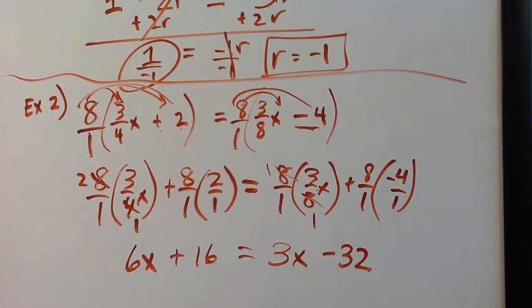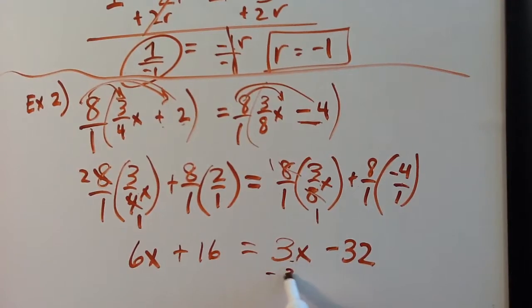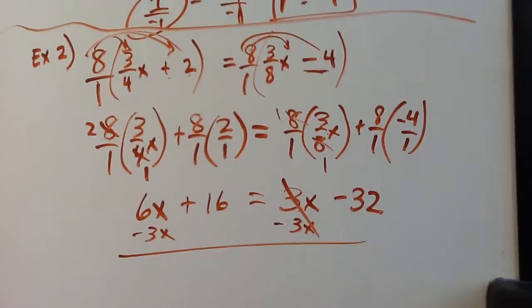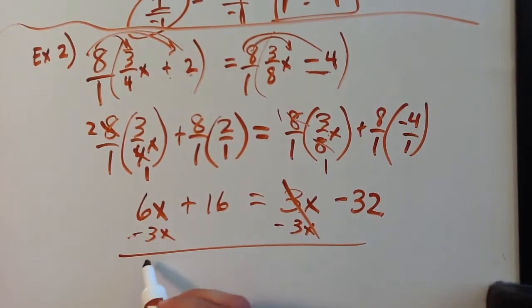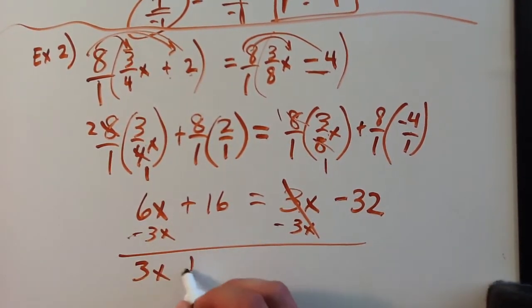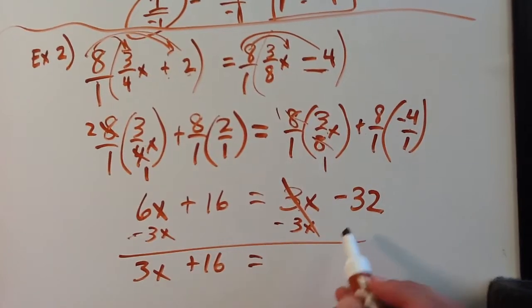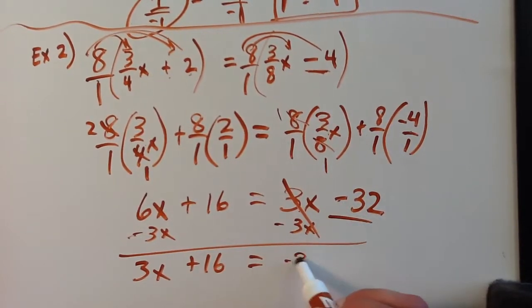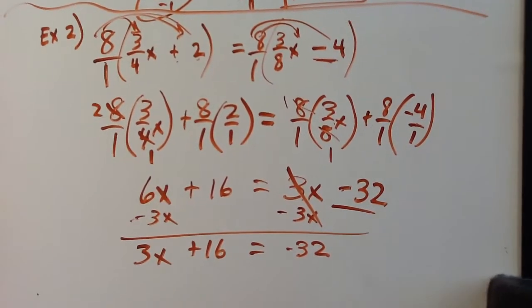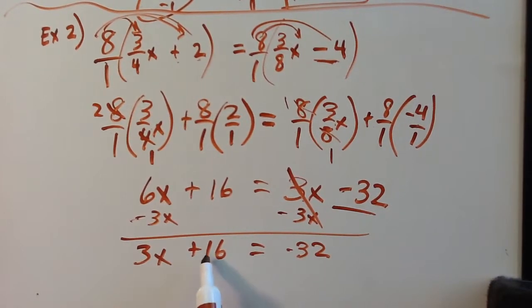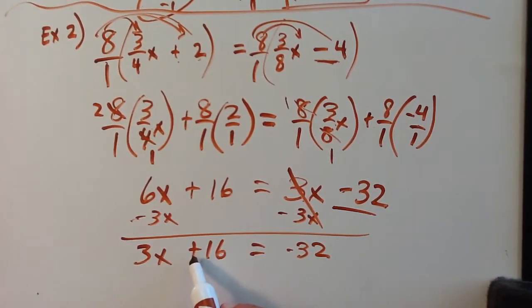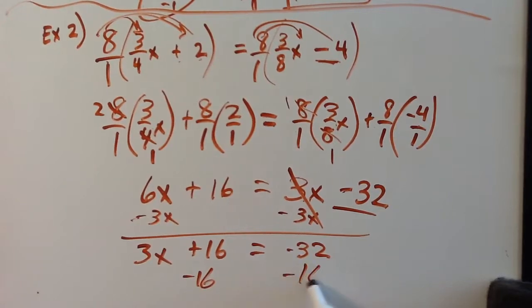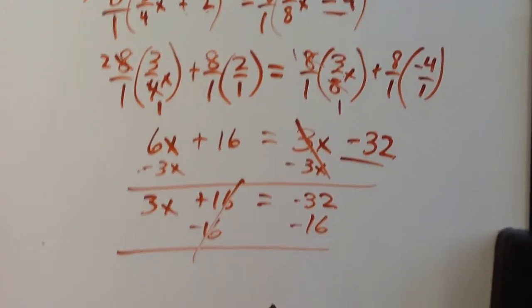So I need to get the variable on one side. So let's move this 3x to the other side by subtracting 3x, so that those 3x's will cancel. 6x minus 3x is 3x. I still have plus 16. Bring the equal sign down, and on this side you have negative 32. Now that you have your variable on one side, you've got to get this number to the other side. By undoing the addition, you would subtract 16 from both sides so that those 16s cancel.